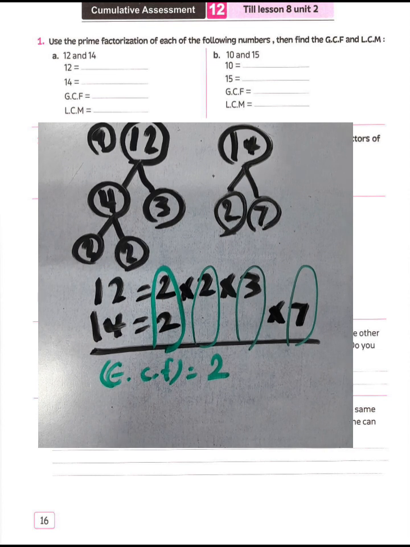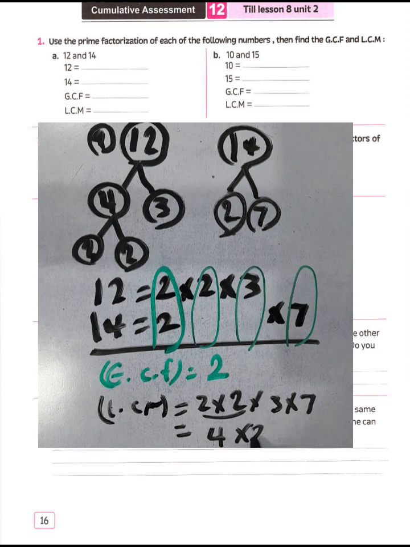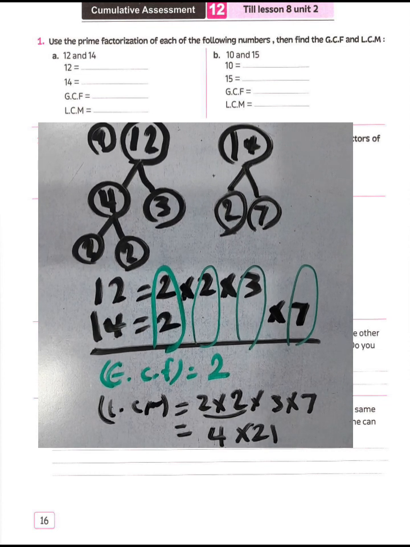And the least common multiple, we can find it by multiplying 2, 2, 3, and 7. We know 2 times 2 equals 4, and 3 times 7 equals 21, and then 4 times 21 equals 84. Then the least common multiple between the two numbers 12 and 14 equals 84.